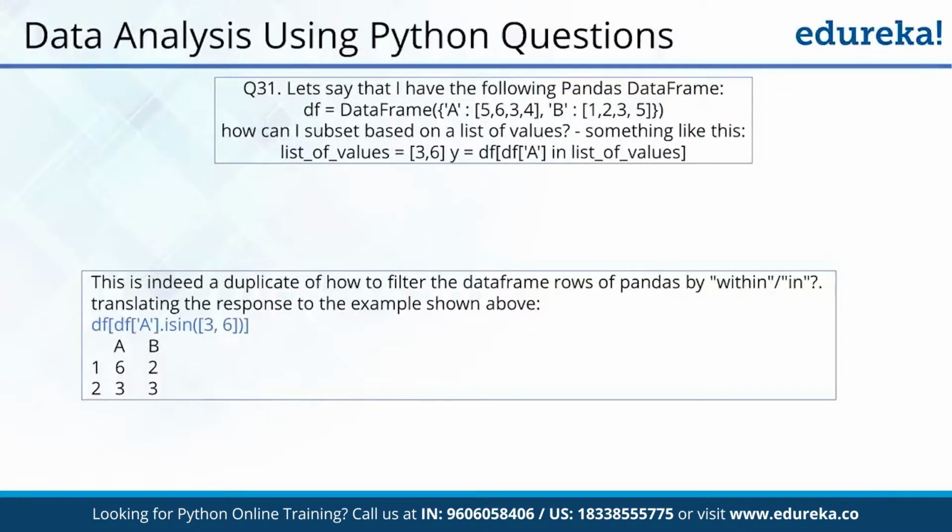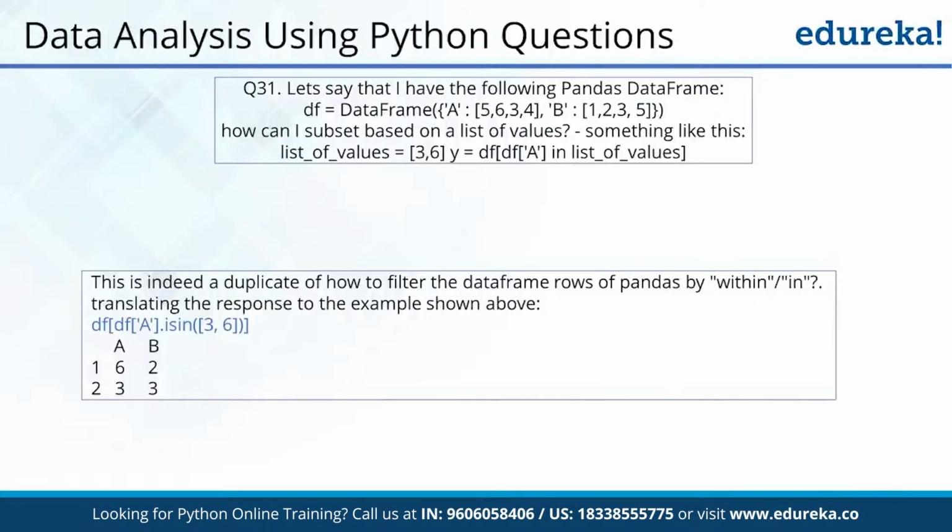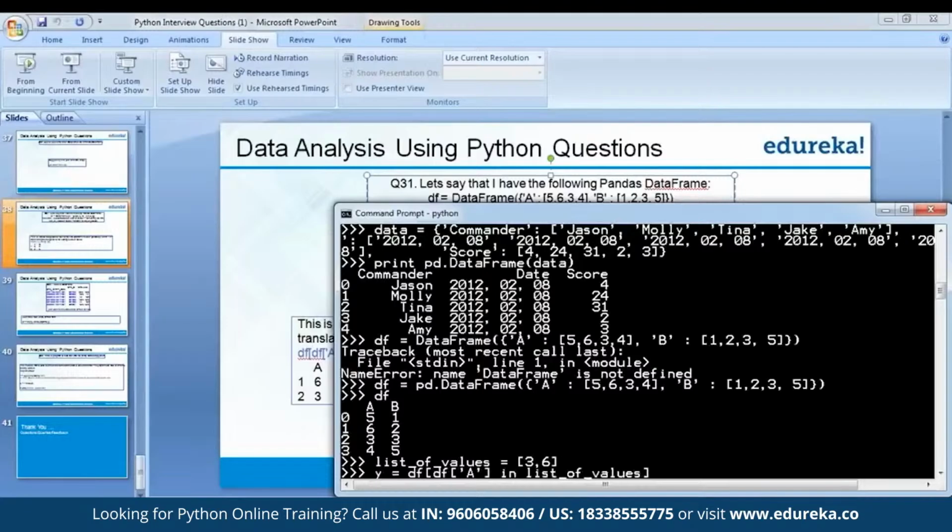Okay, now there's a question here. Let's say that I have a data frame df, which is a pd.DataFrame of this particular type. You see df is like this, and how can I subset based on a list of values? The list of values is simply a list containing values. So list is equal to df of a. We are searching for a in the list of values. We are searching for 3 and 6.